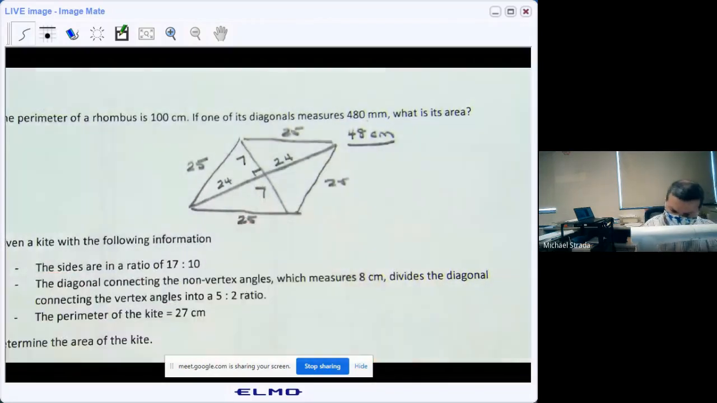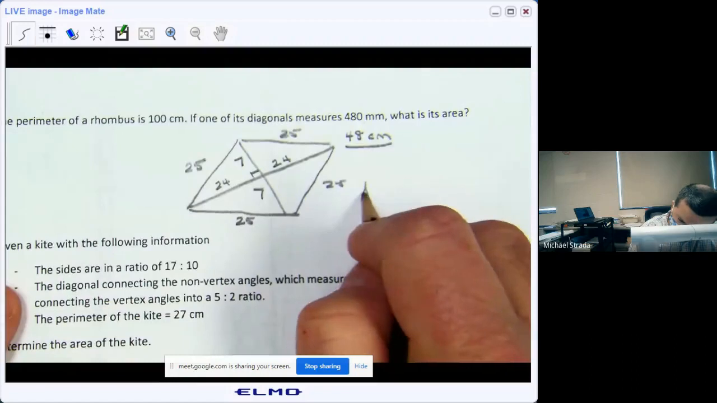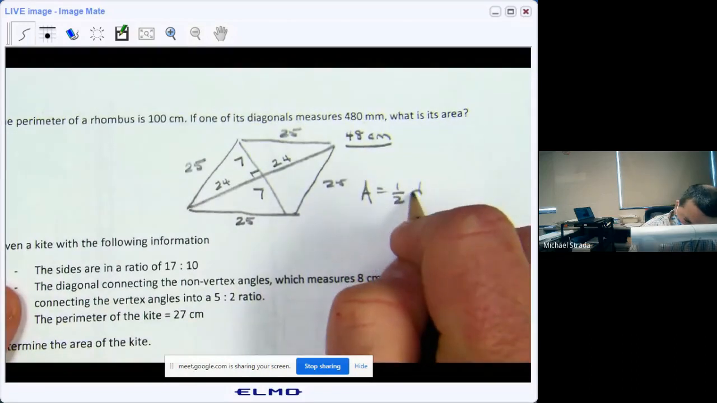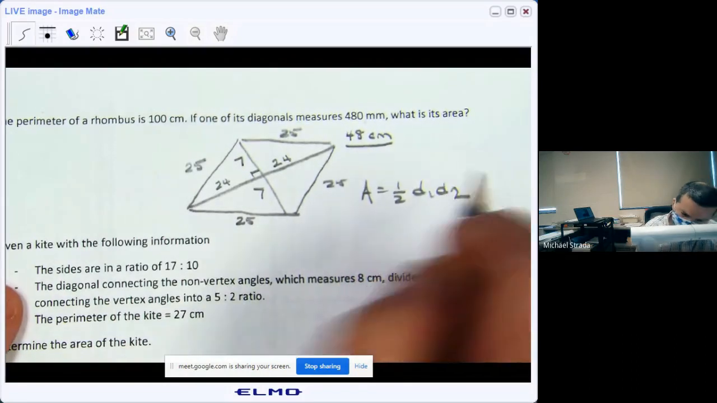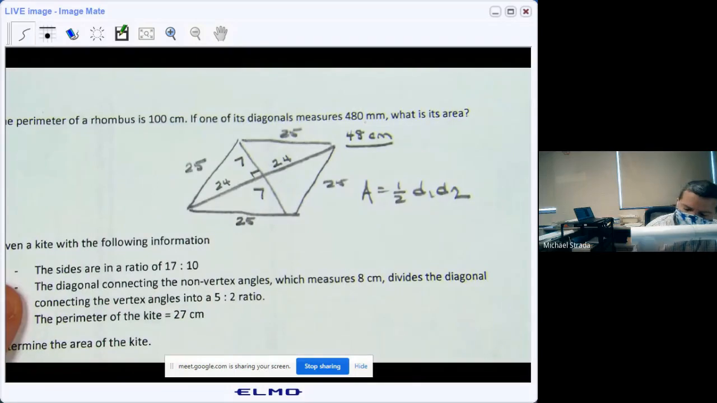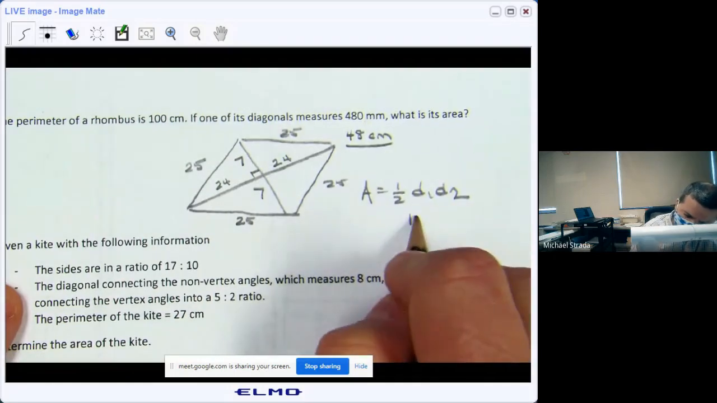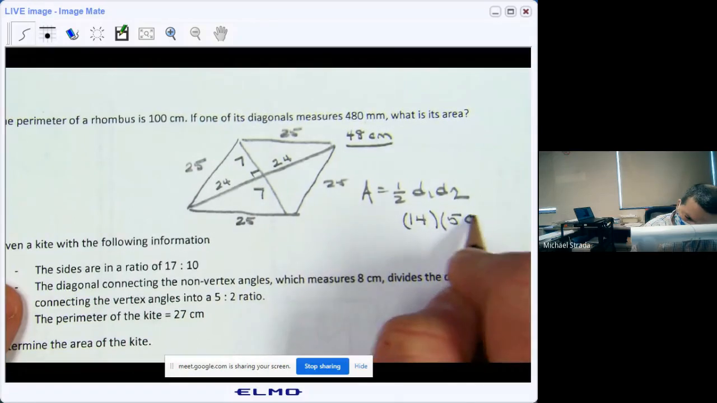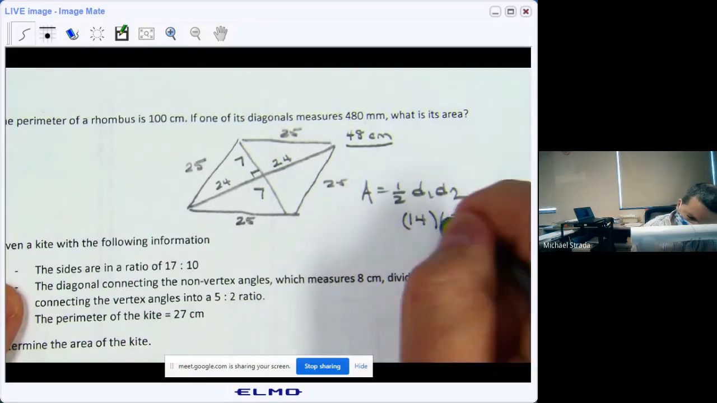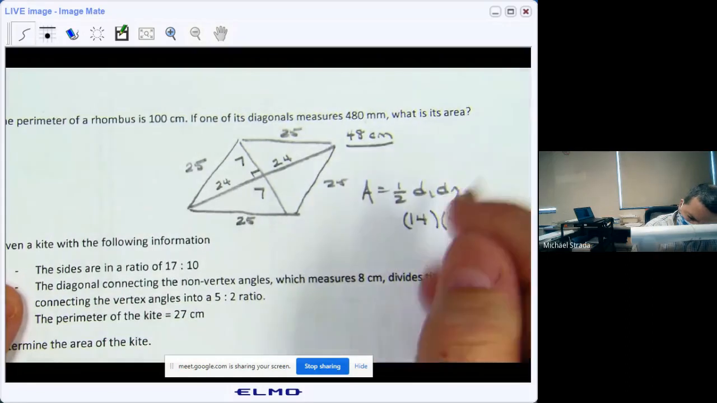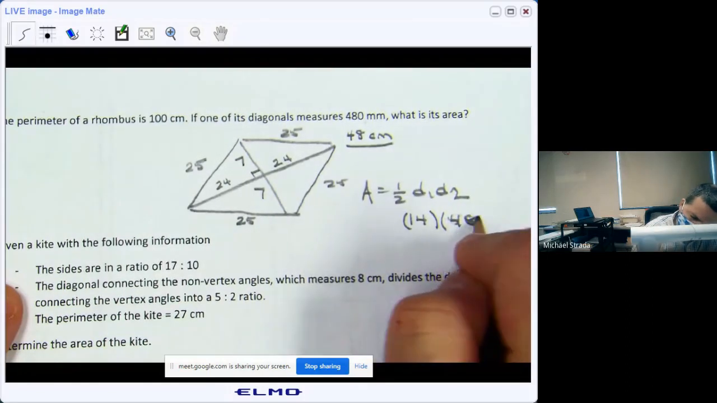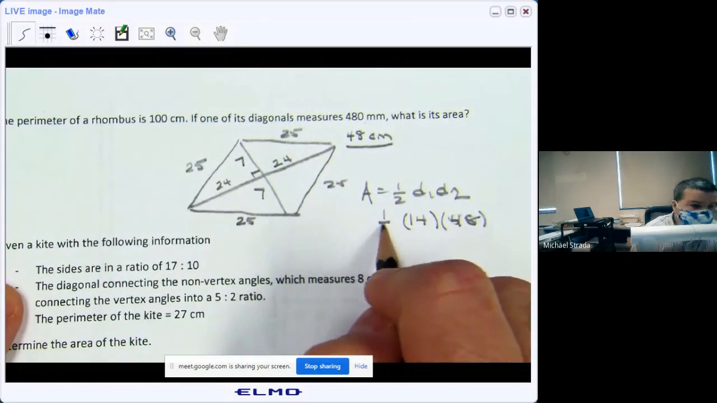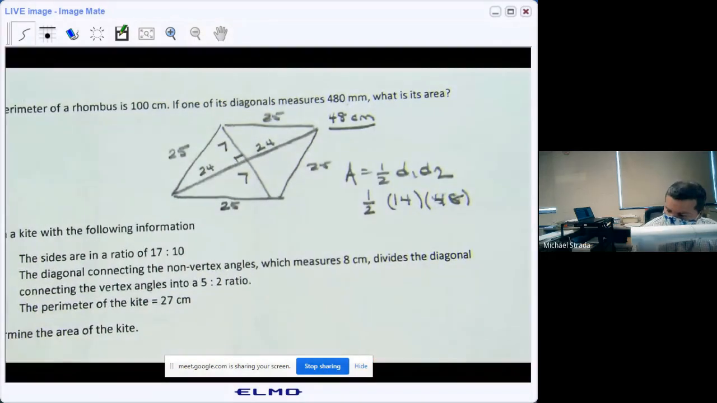So now I got area equals, and it's a rhombus, so 1/2 D1 D2. The D1 and D2 are obviously interchangeable. Just don't forget to multiply by 2 when you do it. Now 50, 48. Everybody good with that idea?